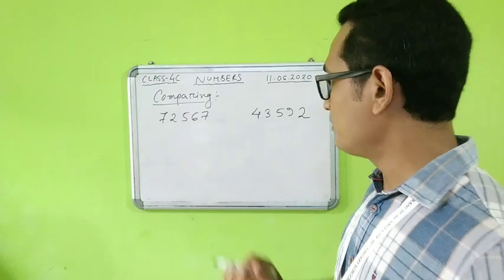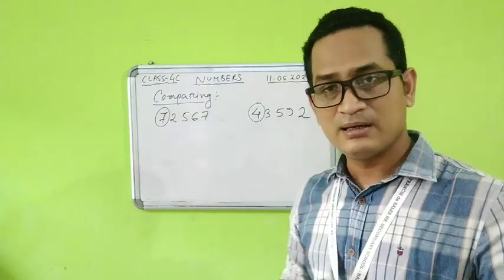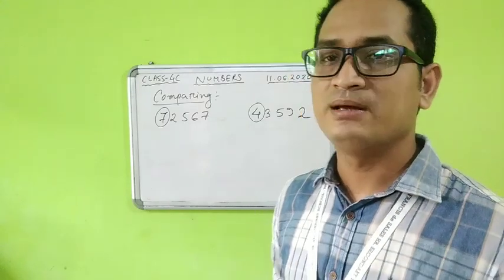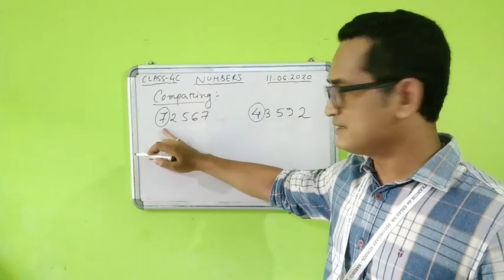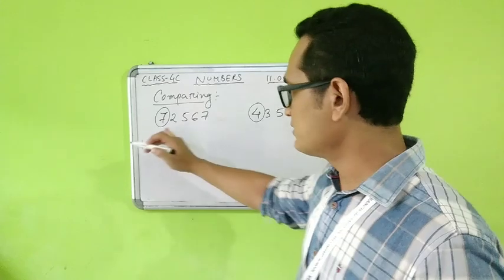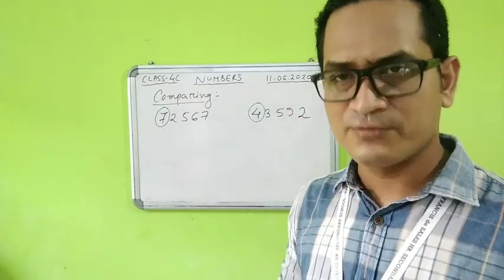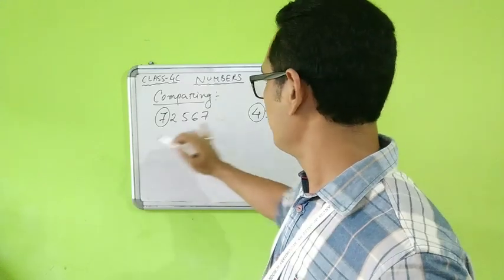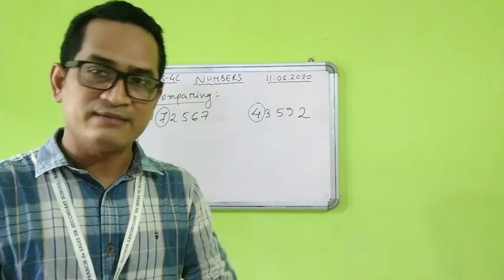We have to compare from the highest place, and the highest place is always on the left-hand side, the extreme left. So if you see the digit here, what is it? It is 7, and what is here? It is 4. Students, we can clearly tell that 7 is greater than 4, of course. So definitely this number will be greater than that one. But why is it greater? Only because 7 is greater than 4.